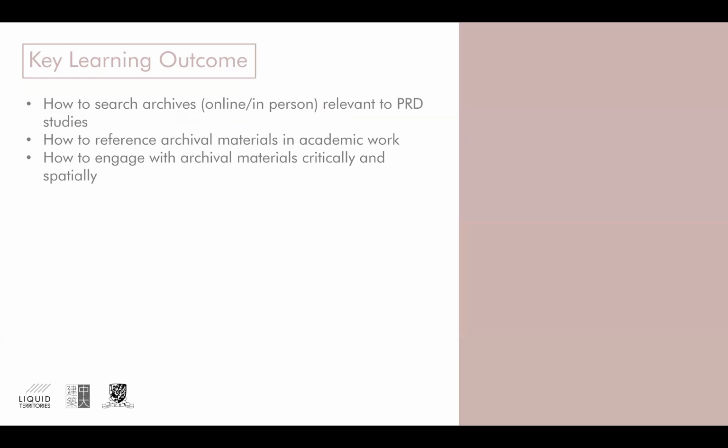In this module, you will learn three key methods in historical research. First, how to search the archive. Second, how to reference archival materials accurately in academic work. And third, how to engage with archival sources critically and spatially, understanding their context, limitations, and representational logic.